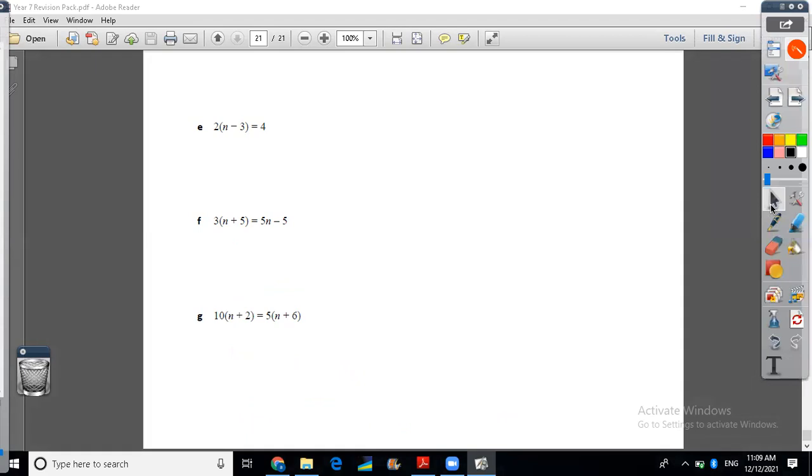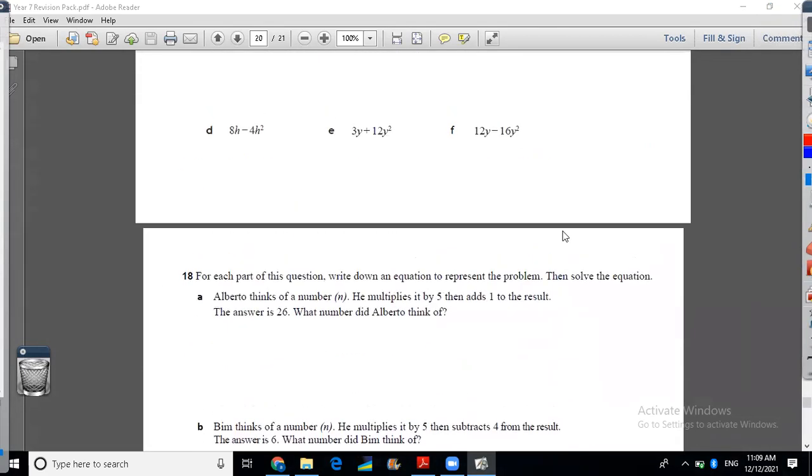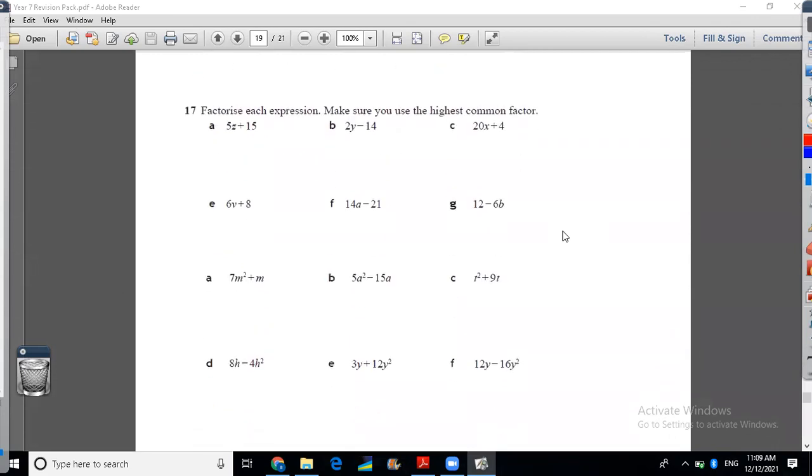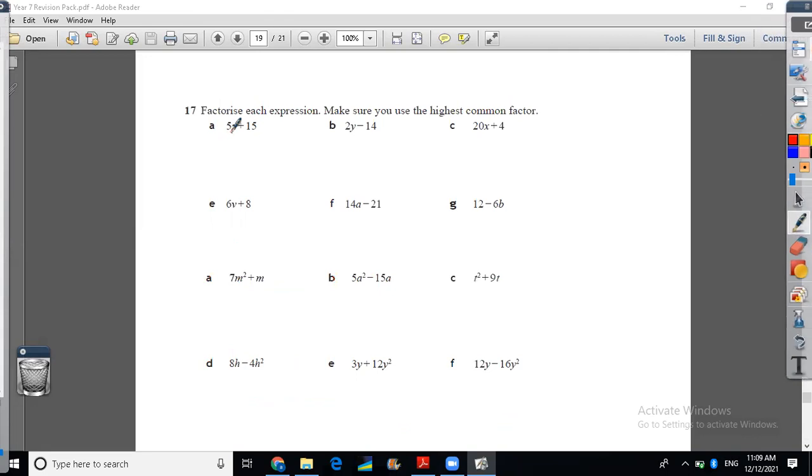Let's go to another lesson. I told you we're going to skip this part. All right, so go to factorizing. Factorizing expressions. Here, make sure you use the highest common factor. If this is not mentioned in the test, that is fine. You still have to use the highest common factor.